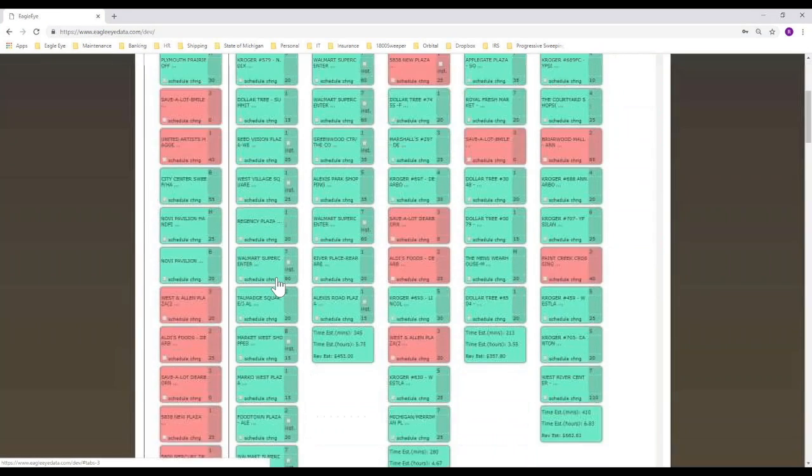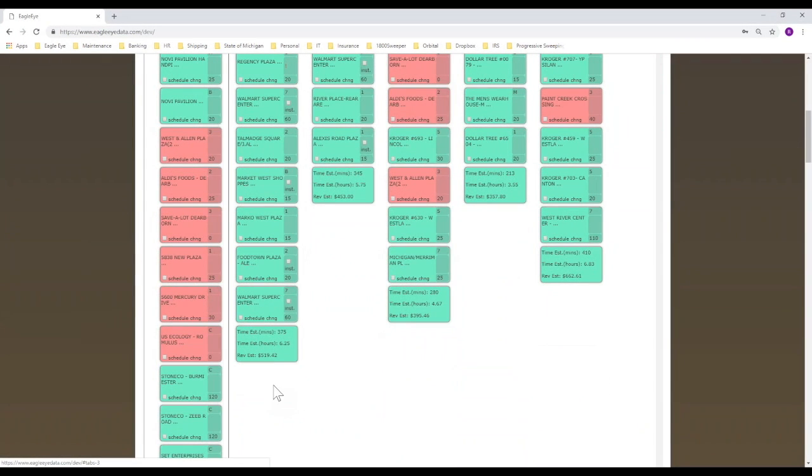At the bottom of the route, you're going to get total job time. Now notice this is just job time. One is in hours, 6.25. One is in minutes. Just below that is your total route revenue. So for Route 1, we're scheduled to get $519.42.